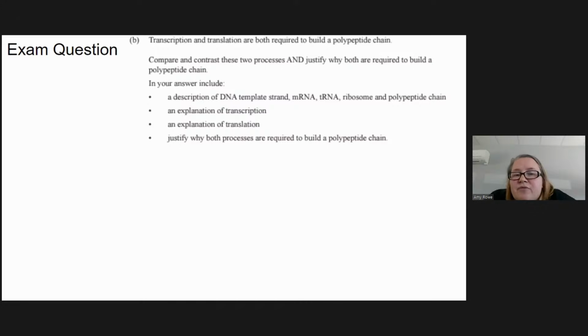It wants us to start off with a description of a DNA template strand, mRNA, tRNA, a ribosome, and a polypeptide chain. And then we're going to explain what we mean by transcription, explain what we mean by translation. And those will just be quite detailed descriptions of the events that happen during transcription and translation. And then lastly, we're going to justify why both processes are required to build a polypeptide chain.